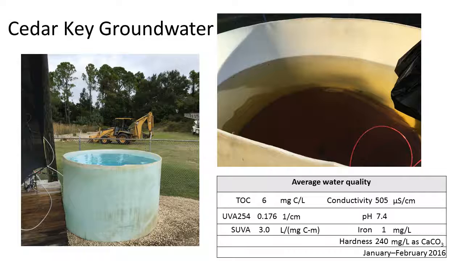SUVA is intermediate, in terms of the balance of aromatic carbon. Hardness is in the 200 to 300 range, and in general, the conductivity is mostly from the hardness. Sodium chloride, sulfate, bromide, and other anions and cations are pretty low.